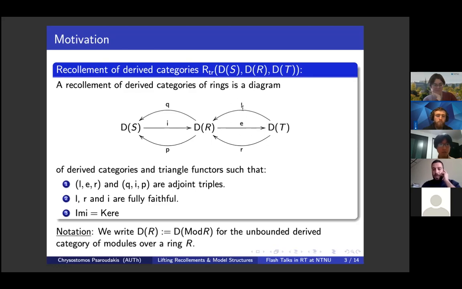In other words, you can think of this as a situation where you have an adjunction on the right-hand side, and this functor here is fully faithful, and you just take the kernel, and then the kernel coincides with this category.